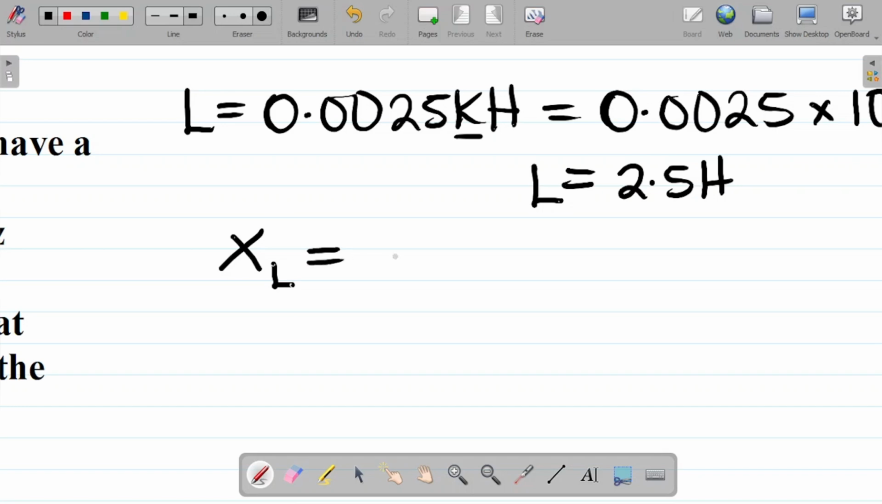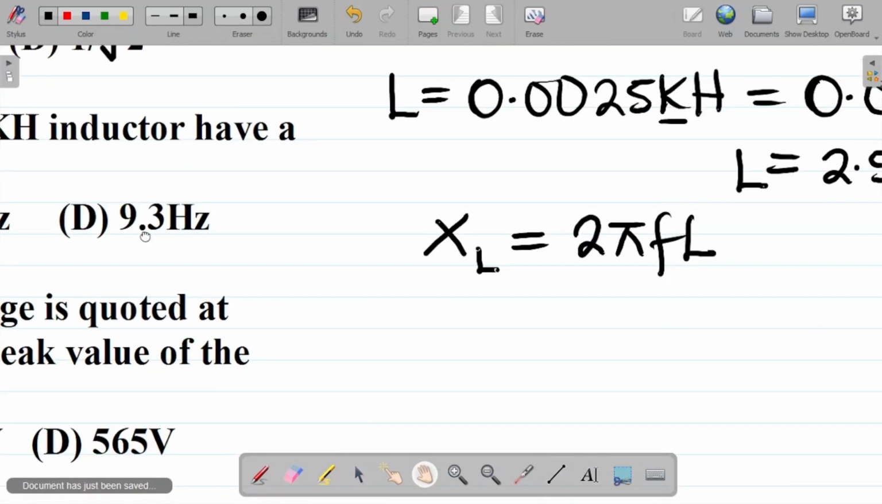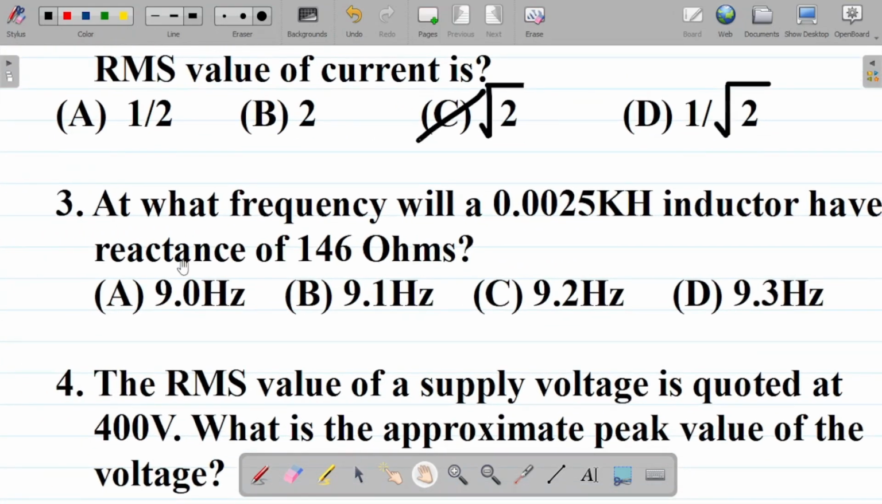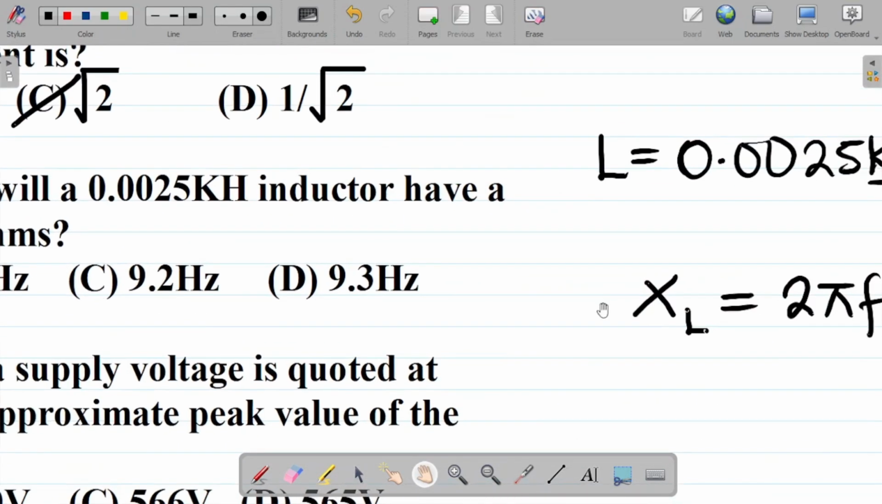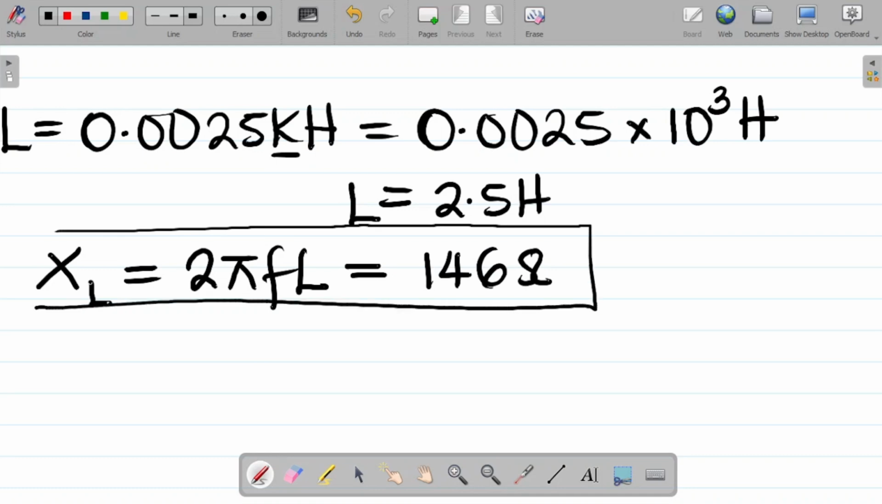And the formula for XL is actually 2 pi FL. That's your formula. So all I have to do here is find the value of the frequency. That means frequency is unknown, and they give you the inductive reactance to be 146 ohms. That's the value of all of this.